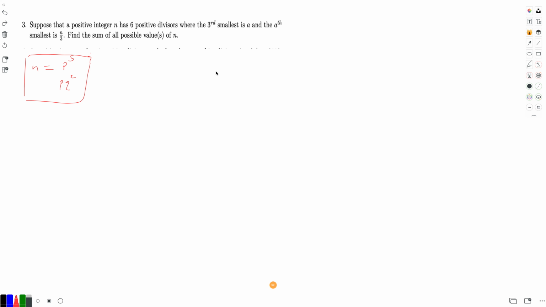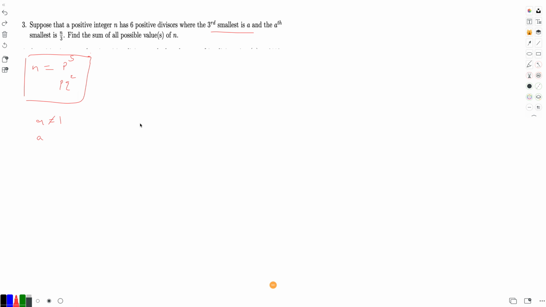Alright, so now let's move on to the rest of the problem, where the third smallest is a and the eighth smallest is n over 3. So we only have 6 possible values of a. Let's try to go through them all. If a is equal to 1, the third smallest is a, and the eighth smallest, which is the first smallest, is n over 3. So if the third smallest is a, which is 1, and divisors are all positive, it really doesn't make much sense, right? Because you can't have a divisor that's less than 1. So a does not equal 1.